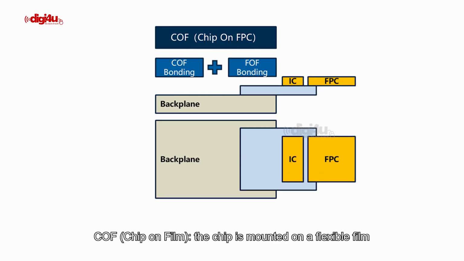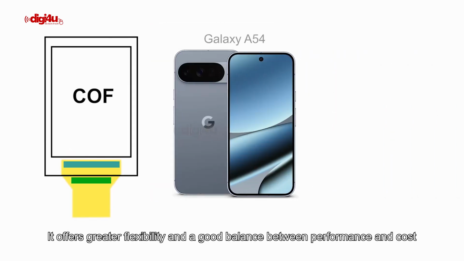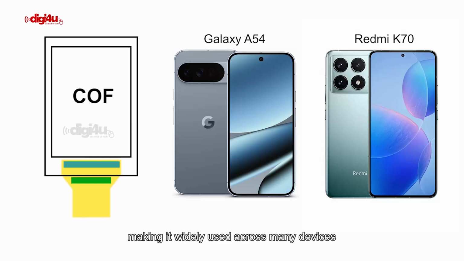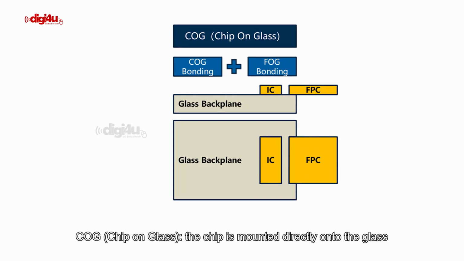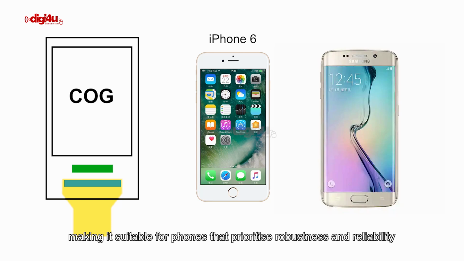COF, the chip is mounted on a flexible film. It offers greater flexibility and a good balance between performance and cost, making it widely used across many devices. COG, the chip is mounted directly onto the glass. It's more durable and stable, making it suitable for phones that prioritize robustness and reliability.